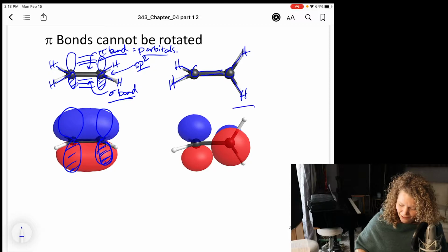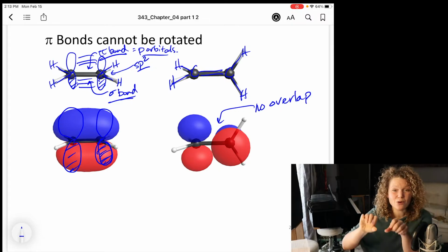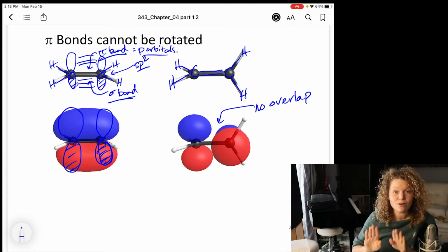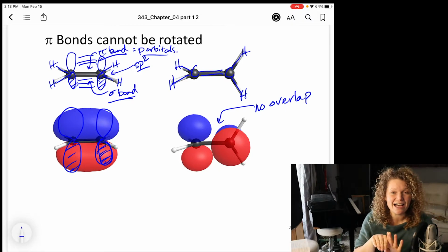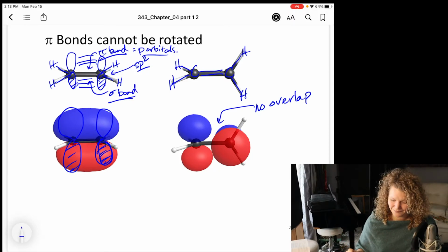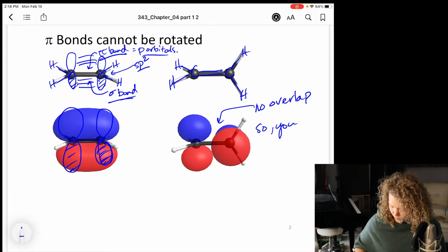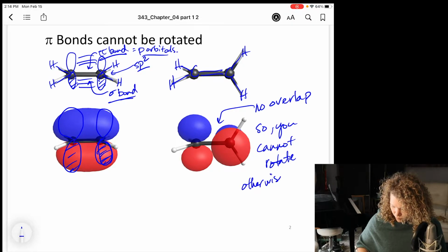And notice here how there is no overlap. So if I try to rotate that double bond, the p orbitals no longer align. They're orthogonal to each other. And if they cannot align, there won't be any bond. So you cannot rotate pi bonds. You would be breaking the bond. So you cannot rotate the pi bonds, otherwise you would break the bond.